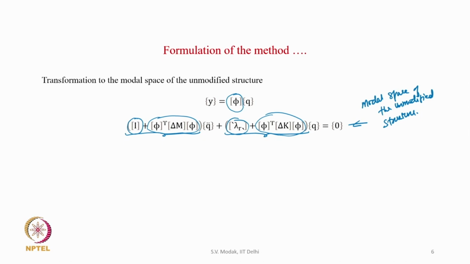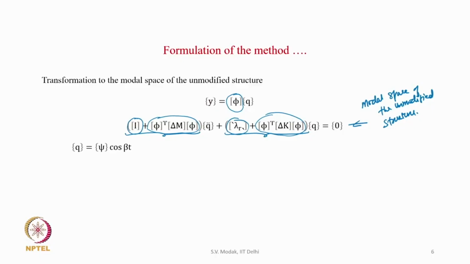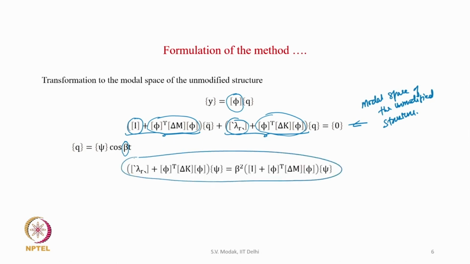Now we would like to solve these equations in the modal space. So, we assume a free vibration response in modal space like this: vector q is equal to vector psi times cos beta t, where beta is the frequency of free vibration. When we substitute this in this equation and simplify, we get the eigenvalue problem. You can see this is the eigenvalue problem defined in the modal space of the unmodified structure, where beta square is the eigenvalue and psi is the eigenvector.